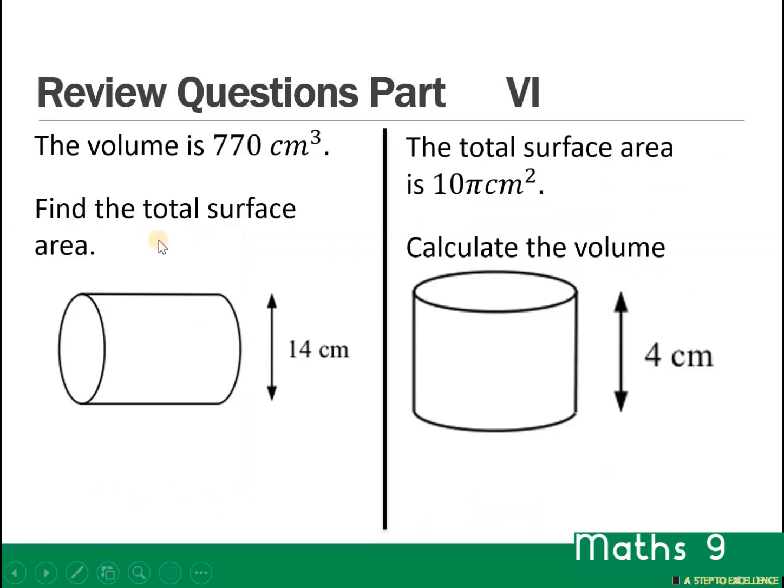Part 6. The volume of this cylinder is 770 centimeters cubed. Find the total surface area. The total surface area of this cylinder is 10 pi centimeters squared. Calculate the volume. Pause the video whilst you work them out. Here are the answers. The total surface area of this is 528 centimeters squared. Work backwards to find the height h, and then use the formula to find the total surface area. For this one, the radius works out to be 1 centimeter, and then the volume is 12.57 centimeters cubed.